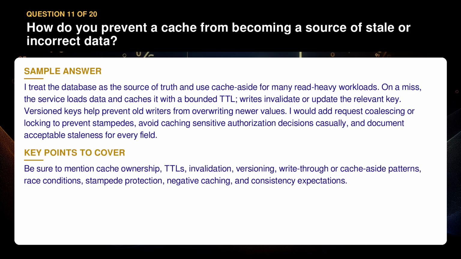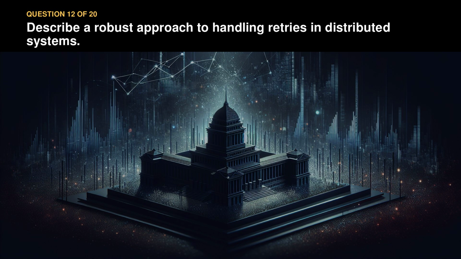Be sure to mention cache ownership, TTLs, invalidation, versioning, write-through or cache-aside patterns, race conditions, stampede protection, negative caching, and consistency expectations. Question 12. Describe a robust approach to handling retries in distributed systems.